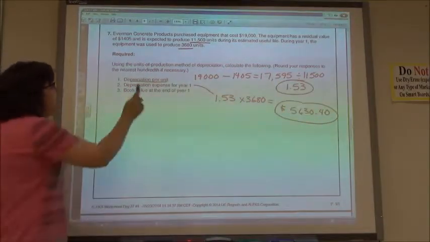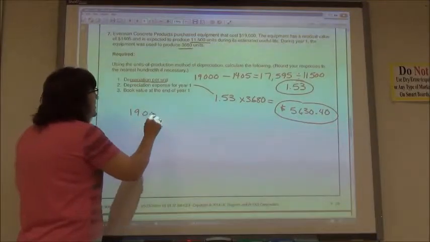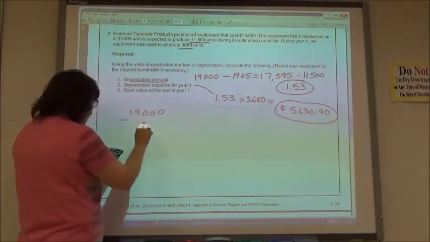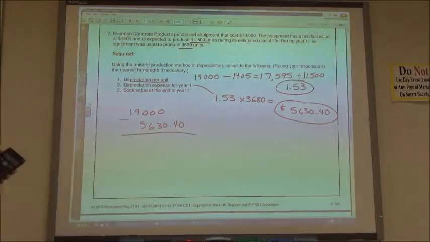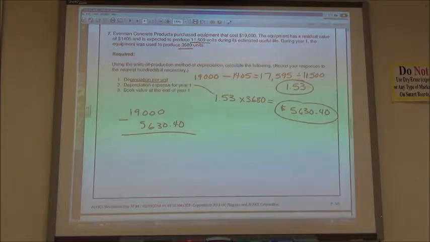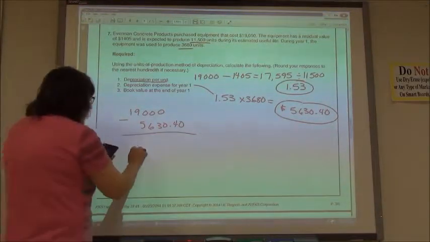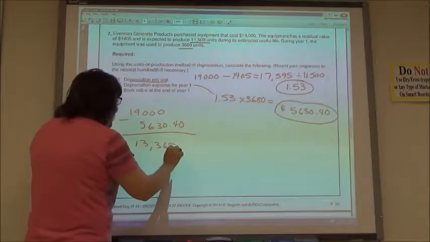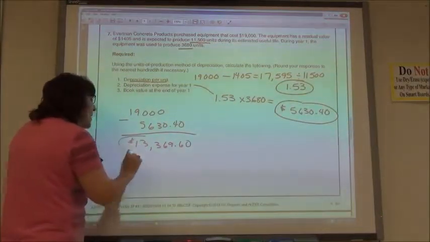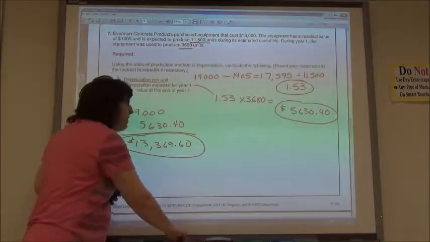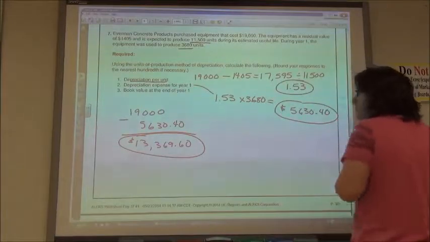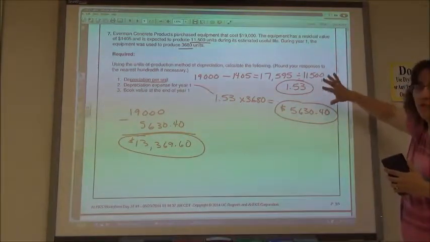So the book value, we're going to take the starting cost, $19,000. We're going to subtract off our depreciation of $5,630.40 to find out what our value is at the end of the year. So if I subtract, I get $13,369.60 and that's going to be my value after the first year. And again, if I move this too fast, just pause it or rewind.